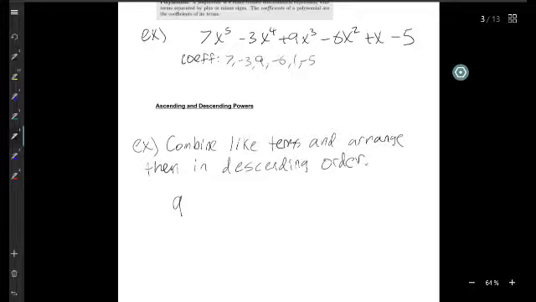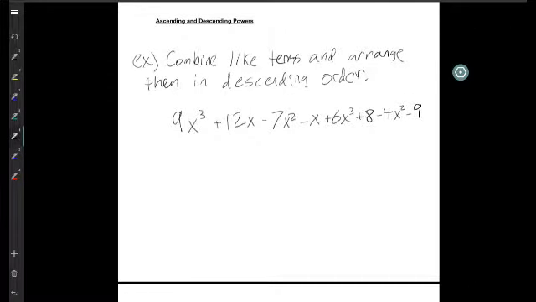And we have 9x cubed plus 12x minus 7x squared minus x plus 6x cubed plus 8 minus 4x squared minus 9. Okay.